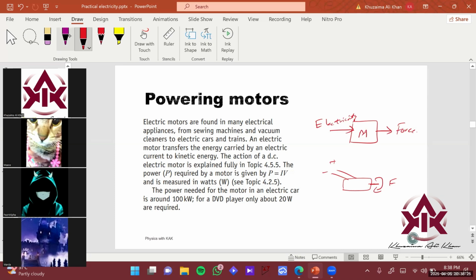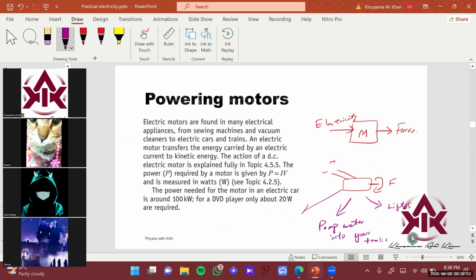So where do you see this in real life in your homes? You can just ask your mother or father. You have motors to pump water into your tanks, right? Motors are used in lifts, which pick up weight and move up and down. A lift has a motor, right?